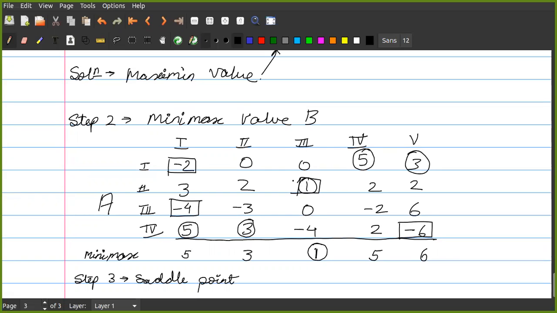If the circle and square coincide, then we call it a saddle point. As the maximin and minimax values of the game coincide, it is called a saddle point. And here the value is equal to 1. Here the value is equal to 1.